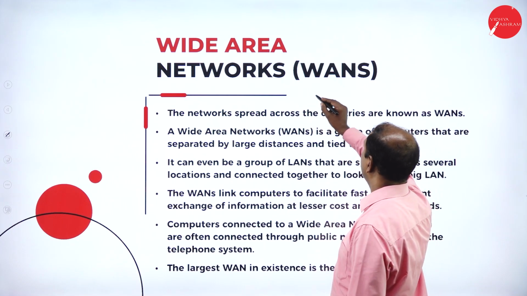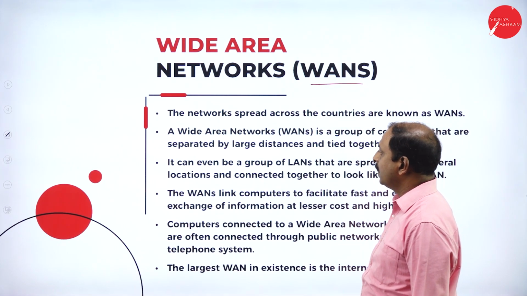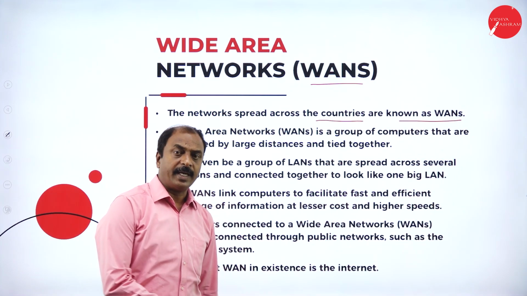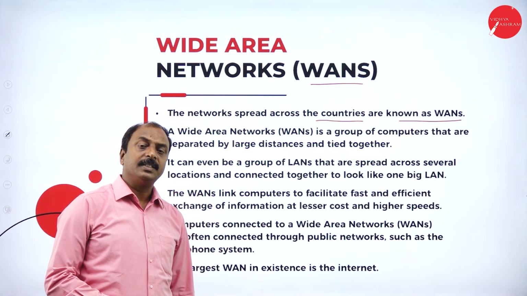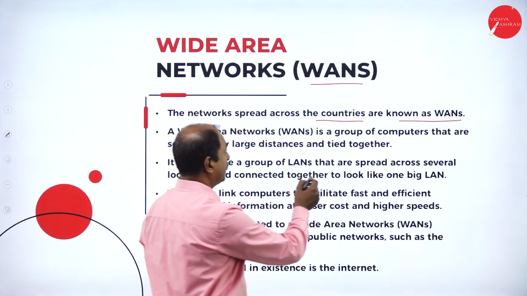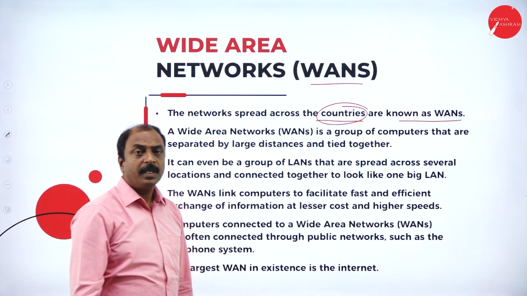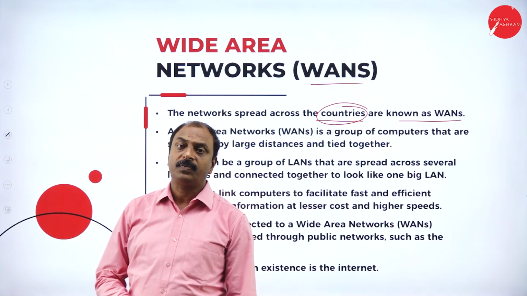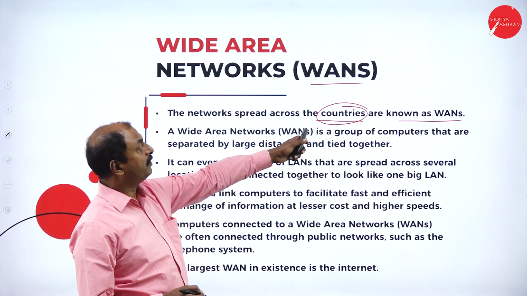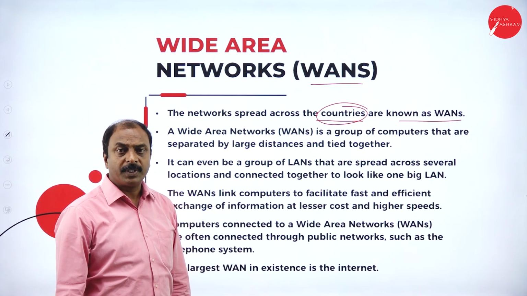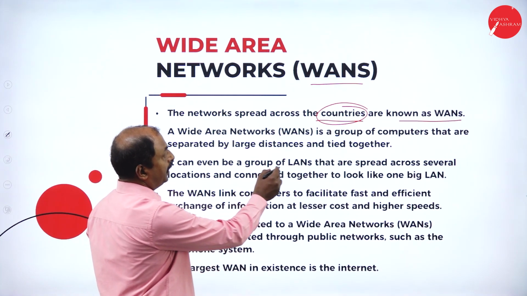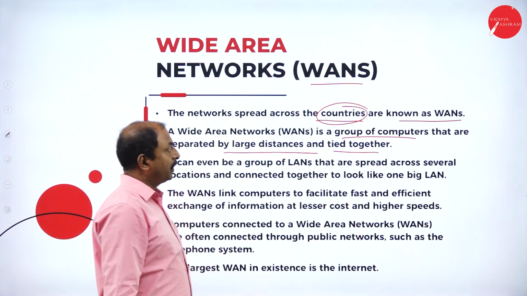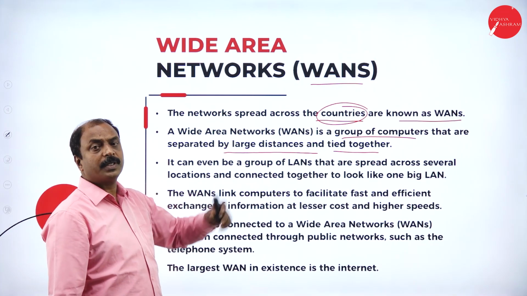Next we will see what is WAN, that is wide area network. The network spread across the country is known as WAN network. In the previous slide, the MAN network is spread over the city, but WAN network is spread over the country. Here there is no limit for the distance between two networks or two computer devices. It is a group of computers that are spread by large distance and tied together. Though it is a long distance, it is a computer network.